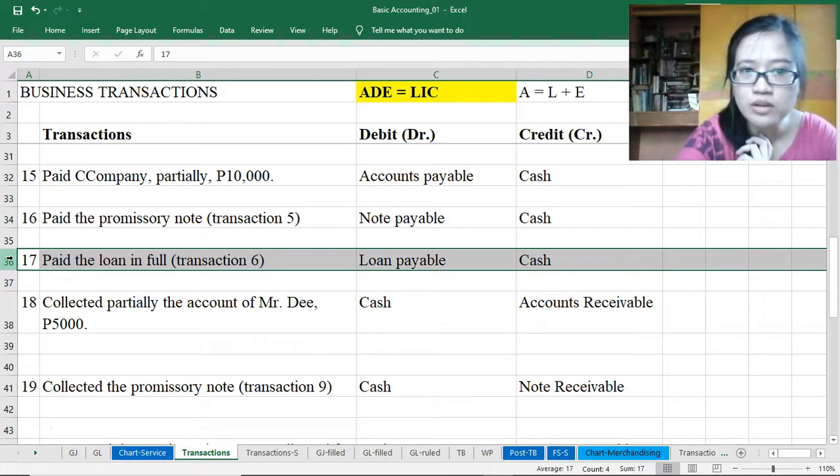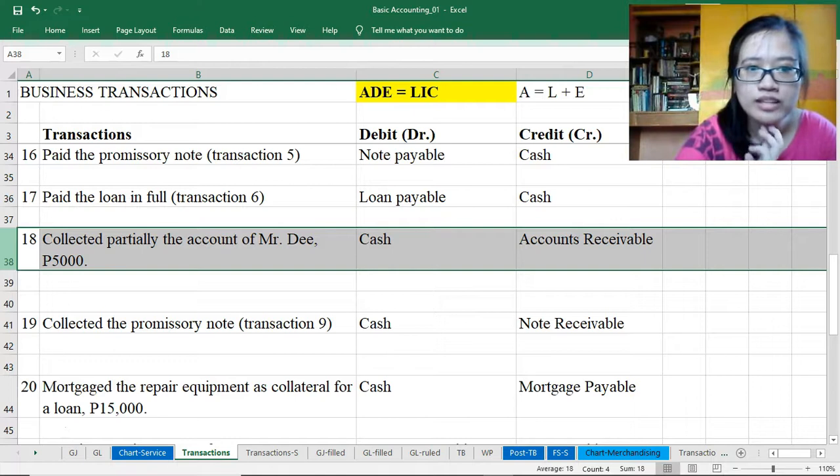Number 17, paid the loan in full. Yun nasa transaction number 6 naman. Okay? Loan. So, ibig sabihin, kanina may naka-record na tayong loan payable. May naka-set up na loan payable. In this transaction, babayaran naman natin siya. Okay, so ang affected accounts natin, again, asset, kasi binayaran yung loan, so kabawasan sa cash. Tapos, liability, binayaran yung utang in the form of loan payable, so nabawasan yung loan payable. So, debit would be loan payable kasi nabawasan yung liability. And then, credit to cash kasi nabawasan yung cash. Okay?